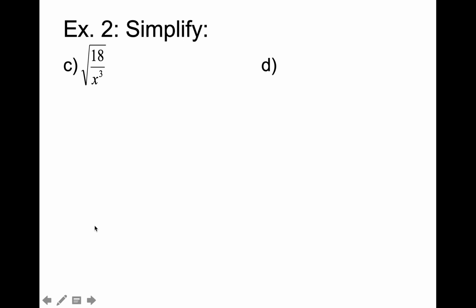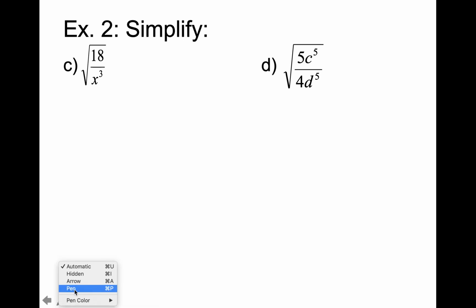Okay. Radical 18 over x cubed. My first step, I'm going to see if I can simplify this fraction at all. I can't. Then I need to check my denominator. Is it a perfect square? It is not a perfect square. X cubed isn't a perfect square. I want to make it a perfect square. I'm going to multiply by x. I'm also going to multiply the top by x. Have to do the same thing that I do to the top as I do to the bottom.